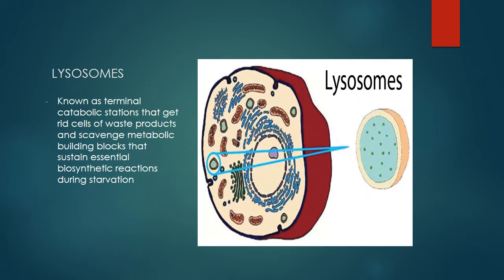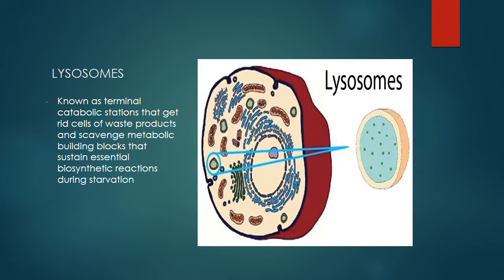Lysosomes function as the digestive system of the cell, helping to destroy material taken up from outside of the cell, as well as digesting outdated cell components. It has vesicles containing hydrolytic enzymes. Hydrolytic enzymes digest waste products of the cell.